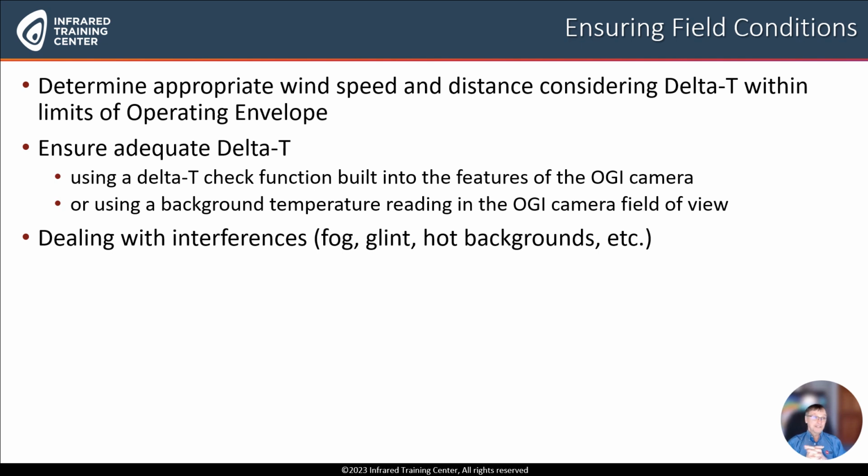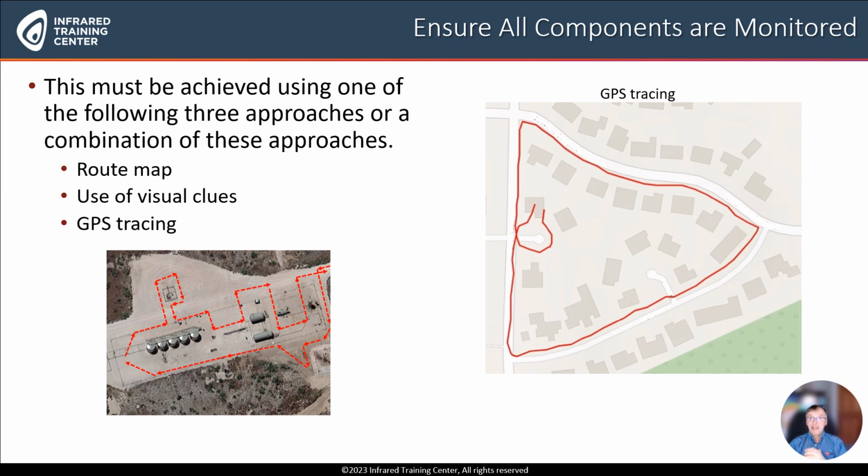And ensuring field conditions. Determine the appropriate wind speed and distance. We obviously covered this. Make sure you have an adequate delta T. On a personal note, I think that 5°C delta T is way too big. In our training, we tell people 2°C delta T, and they have no problem imaging the gas. But that's EPA, okay? And dealing with the interferences: fog, solar glint, hot backgrounds. These are conditions that you will encounter in the field. And also to ensure that all components are monitored.